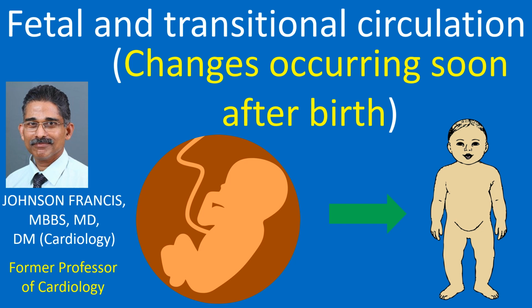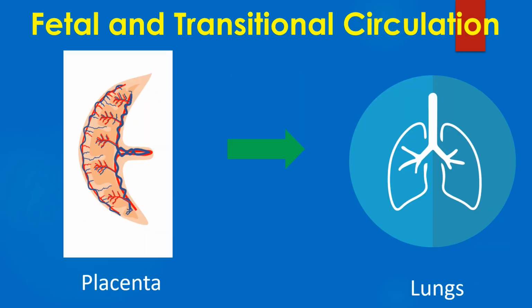Discussion on fetal and transitional circulation. Fetal circulation is different from adult circulation. Changes occurring soon after birth constitute transitional circulation. Respiratory gas exchange in the fetus occurs in the placenta rather than the lungs.